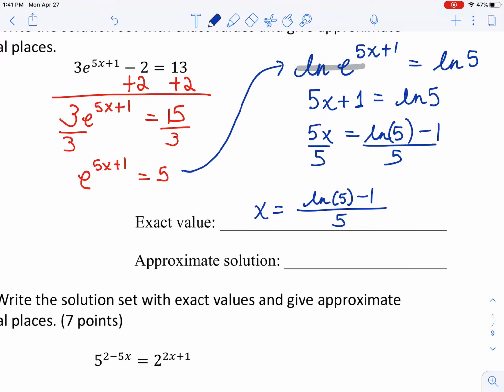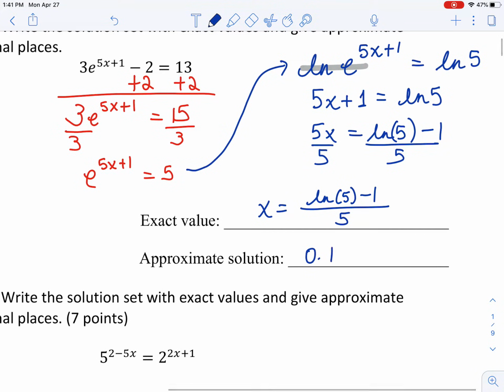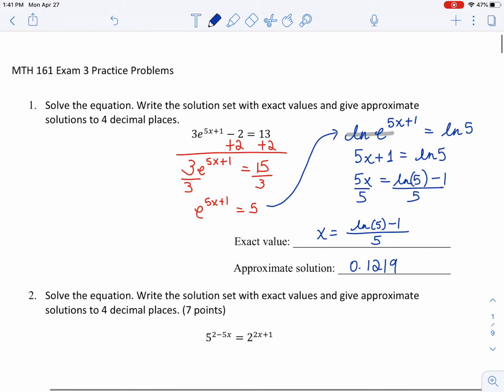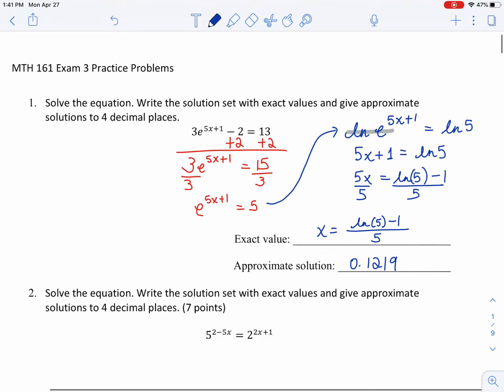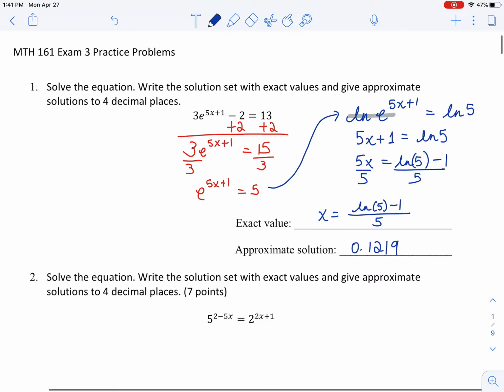Carefully type this into your calculator. Natural log of 5 minus 1, divided by 5 is 0.1219. I'm just going to round it to the nearest 4 decimal places. This was actually an exam problem last semester, but I did give this to you as a 3.5 daily problem. Let's go over a couple more.